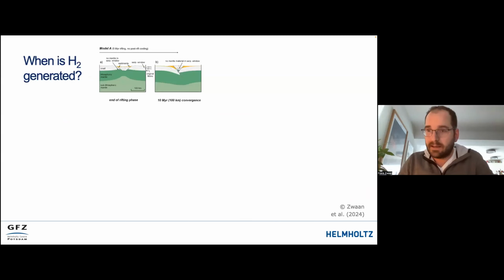So then I can show you a couple of key models to get a bit of an idea of how the system works and what is important. So this is a model here where we have very limited rifting at the start. So you can see there's only a very limited amount of exhumed mantle. And then if we start to compress again, we invert this basin, you get just a system where there is almost no mantle close to the surface. So it's not really interesting. There is no mantle really in the temperature window. So it's not really great for what we want.